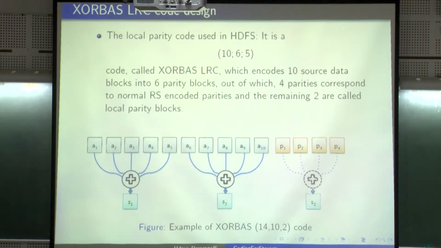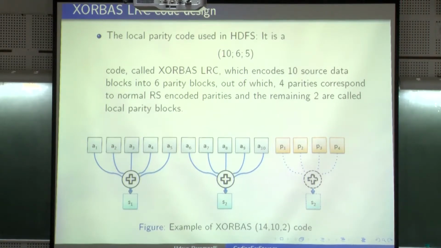But sometimes it's used, this is not always used. So this is an example of just a 14, 10, 2 code. Sorry, this is actually local parity, 6 parity blocks. Is that clear now? So you can see that there is 10 plus 14 plus 2. This one is sometimes actually not employed, only when that comes with the parity ones.